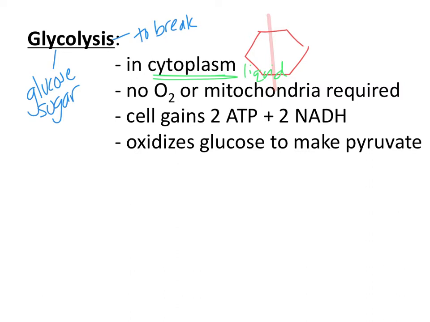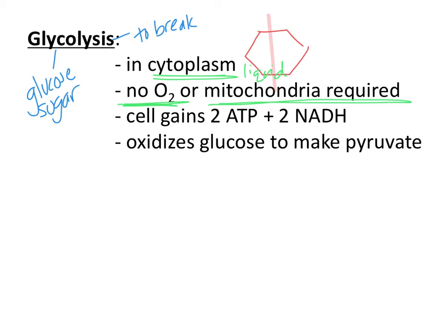The first initial cells on the planet 3.5 billion years ago did glycolysis to break down sugar to get energy. So therefore, it's likely that all cells today are related. Glycolysis does not use oxygen. So cells that live in very rough and tough environments, like those on the ocean floor, don't need oxygen to do glycolysis. Also, they do not need a mitochondria, so bacteria cells do glycolysis.